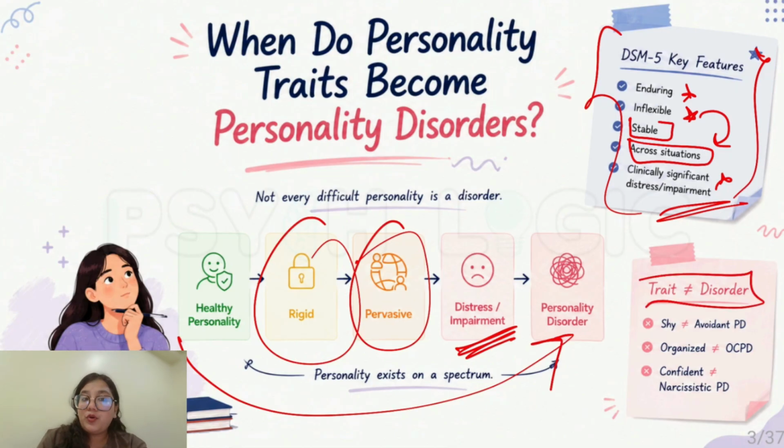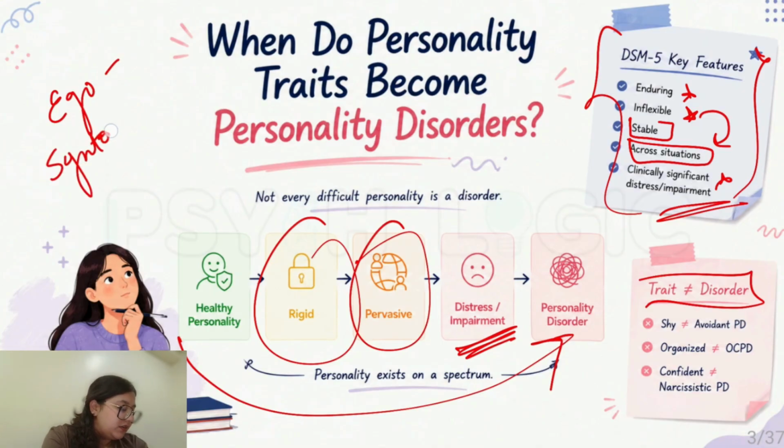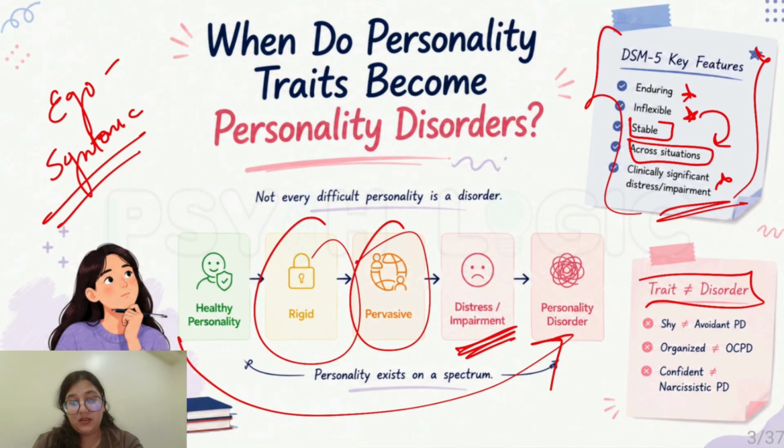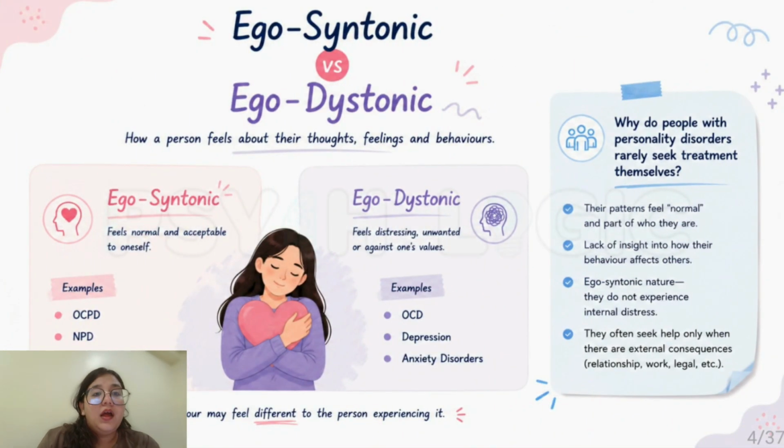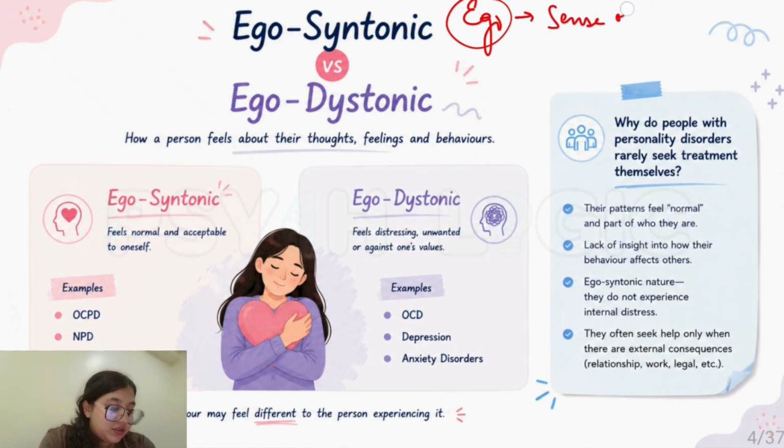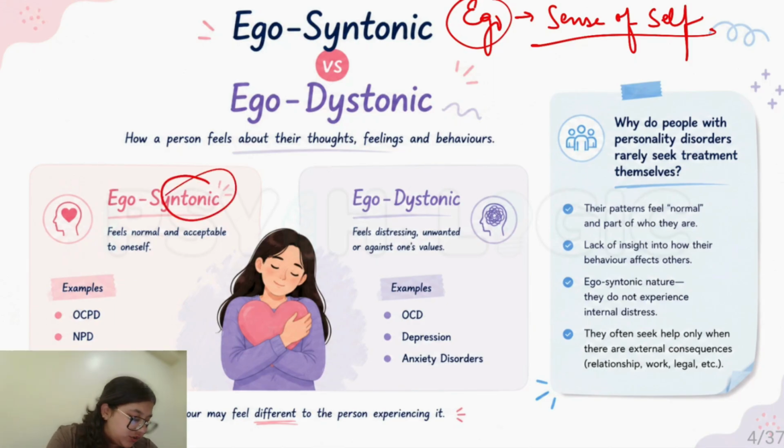Now, another interesting point is that these patterns usually are egosyntonic. What do we understand by the term egosyntonic? To understand that, let's understand the concept of ego and what egosyntonic versus egodystonic means. First, what do we mean by the term ego? Ego simply means a person's sense of self. And what does syntonic mean? Syntonic means something that is harmonious or consistent in nature. Consistent.